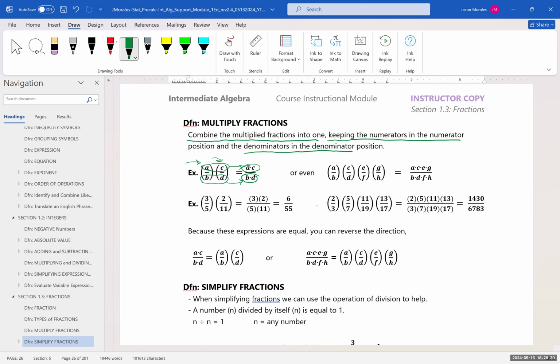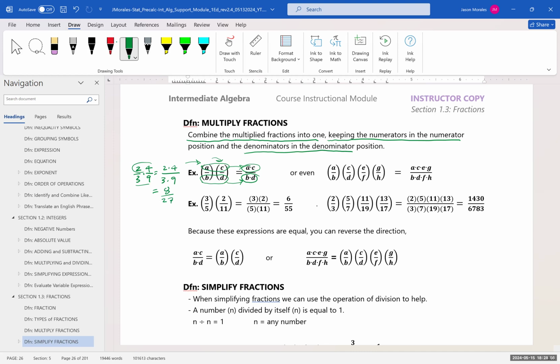Maybe a quick example of that would be if we had 2/3 times 4/9. Keep the numerators together. That would be 2 times 4 all over the denominators, which is 3 times 9, which would be 8 over 27.